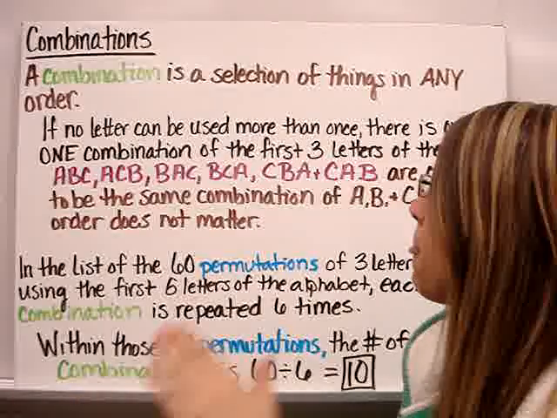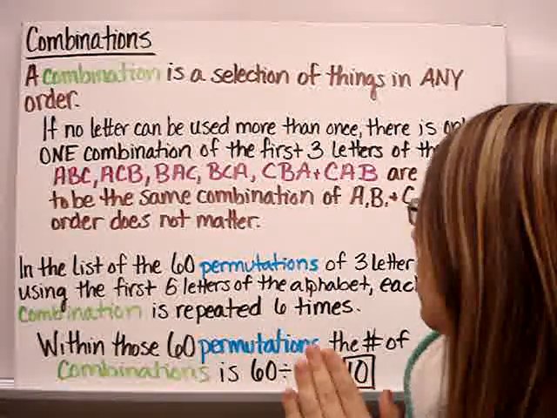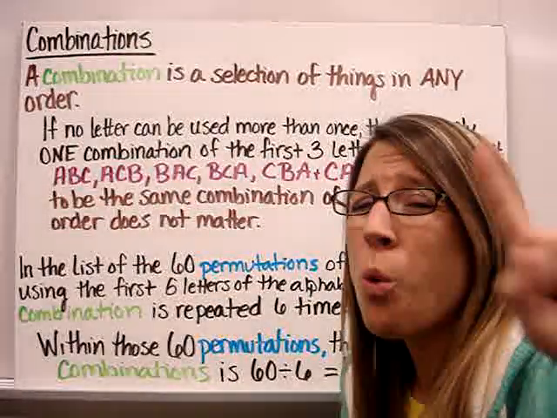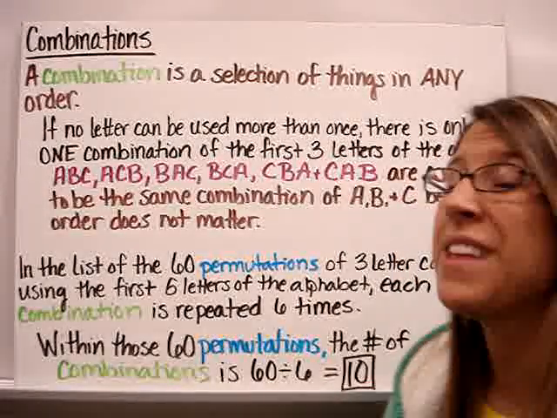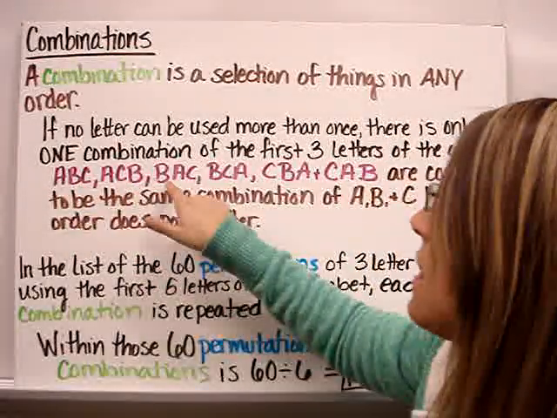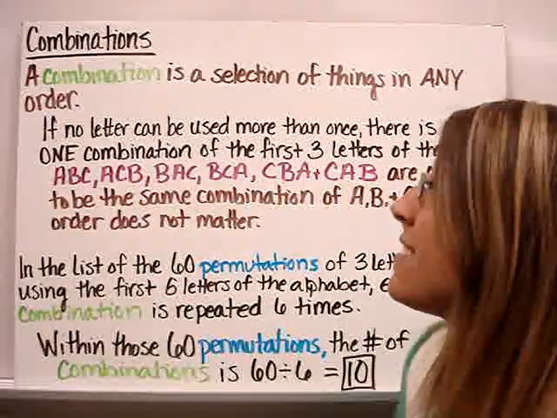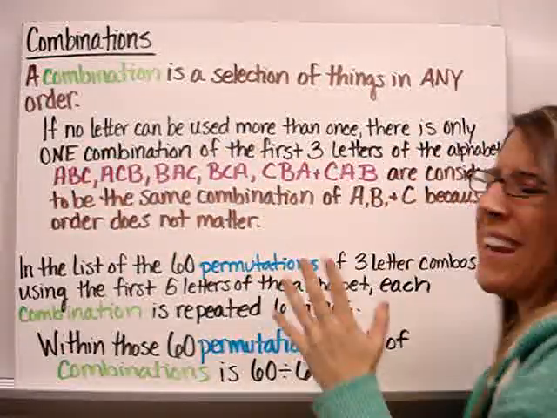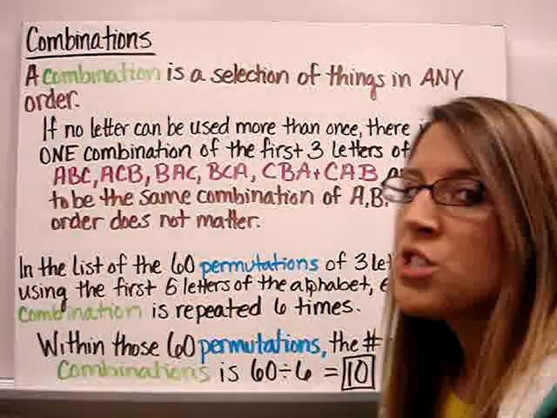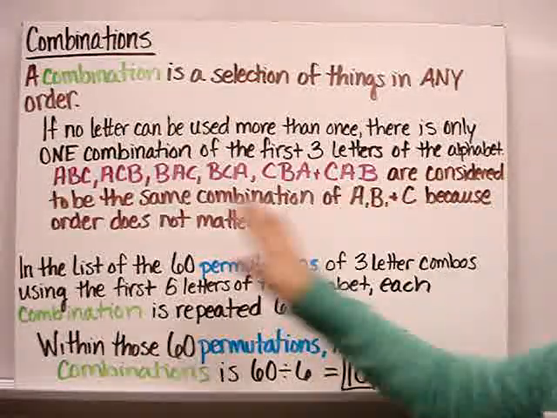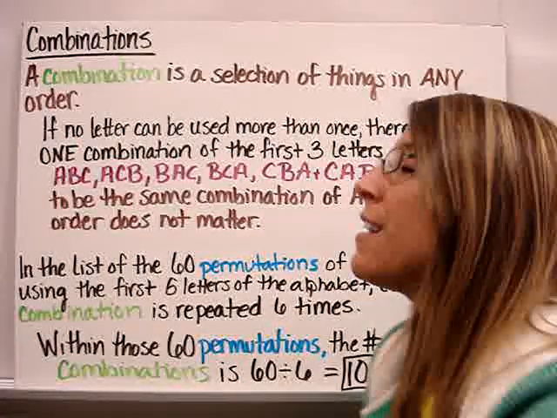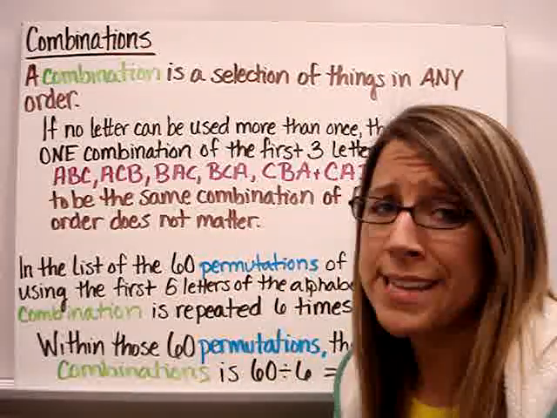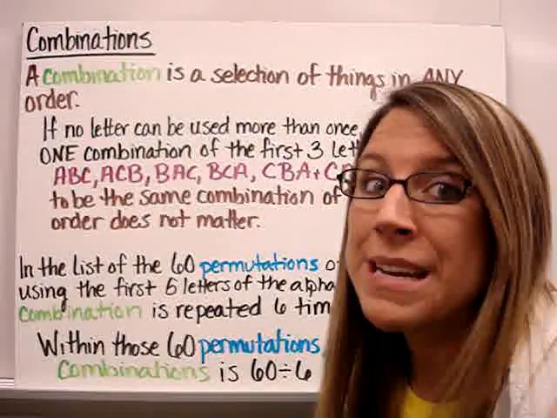If no letter can be used more than once, there is only one combination of the first 3 letters of the alphabet. You'll notice that the first 3 letters of the alphabet are written in 6 different orders. So that's 6 permutations, but because it's just the same letters rearranged, it's the same combination. So this is one combination. It's considered to be the same combination of A, B, and C because for combinations, order does not matter. So if you have A combined with B and combined with C in any order, it's all the same combination.